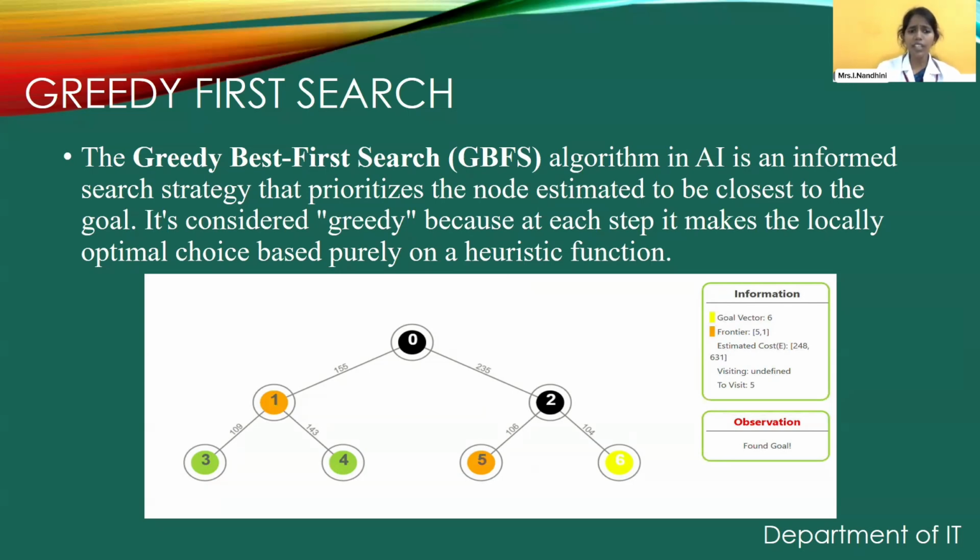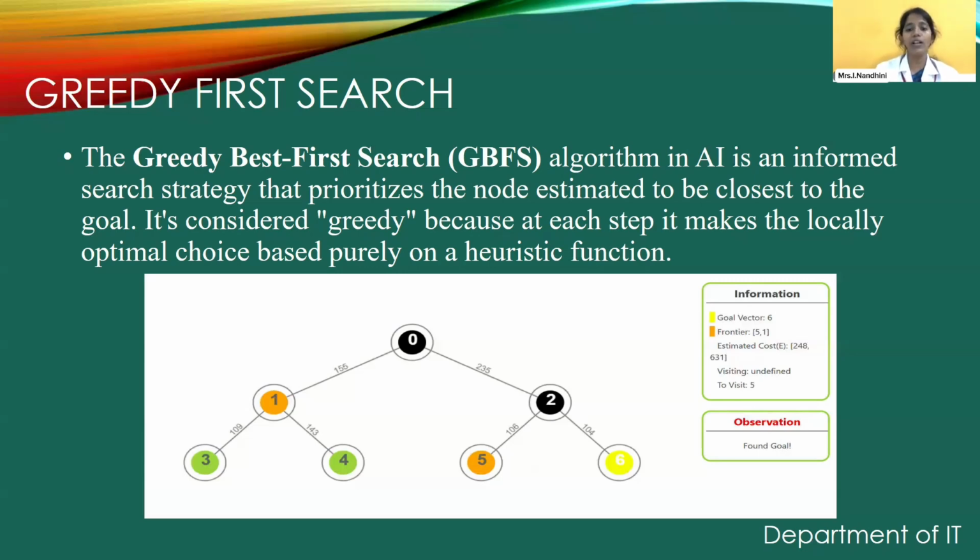The first one, greedy best first search algorithm. This is a search strategy that prioritizes the node estimated to be closest to the goal. It is considered greedy because at each step it makes the locally optimal choice based purely on a heuristic function. So first it will traverse to 1. Then, by comparing the easiest way to reach the goal, it will switch to 2. From 2 to 6, it will easily find the goal state.